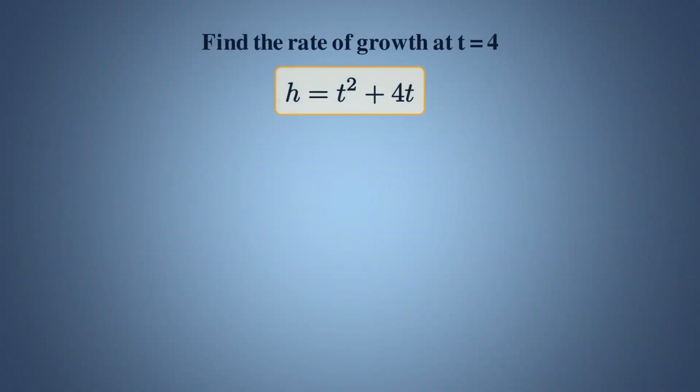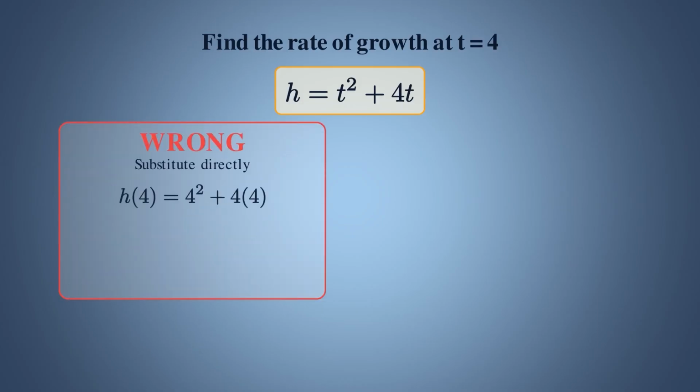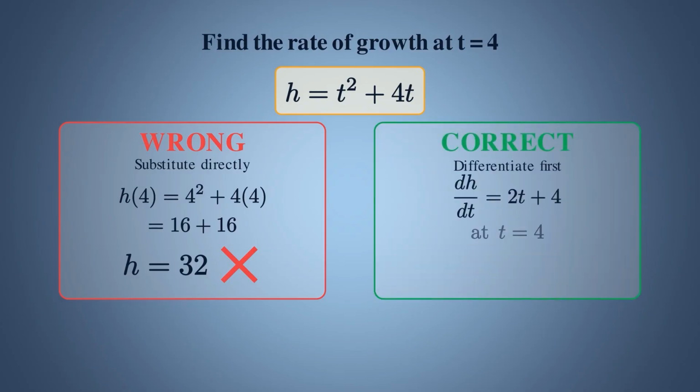So for instance, you'll see something like, find the rate of growth at t equals 4. Many students will just substitute t equals 4 into the original equation. But that's not the rate. What the rate means, as I said before, is differentiate first and then substitute.